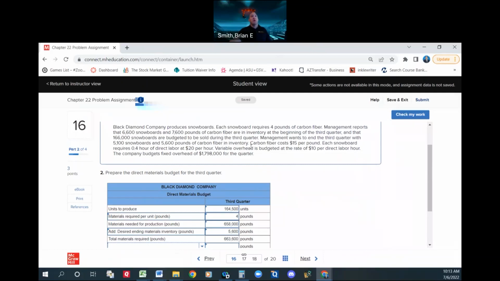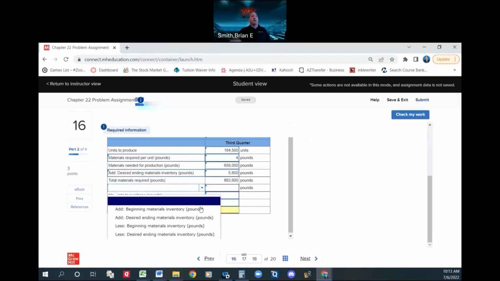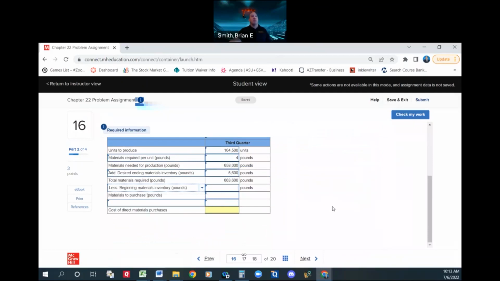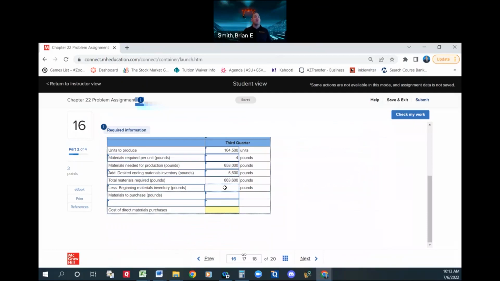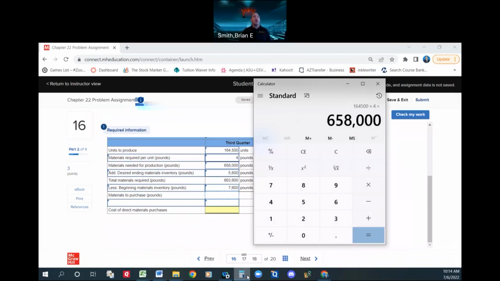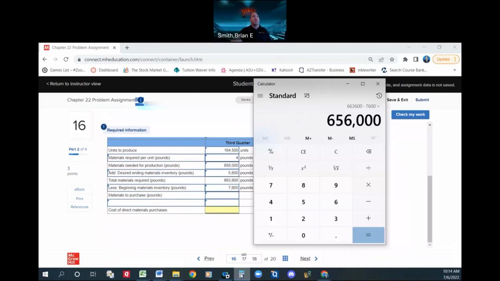Carbon fiber costs $15 per pound. So what do we have to subtract out though? Our beginning materials inventory. What do we have there? We had 7,600. So we're going to take our 663,600 and subtract out the 7,600. 656,000 pounds. My brain is funny. I'll say it and then I'll forget it. 656.